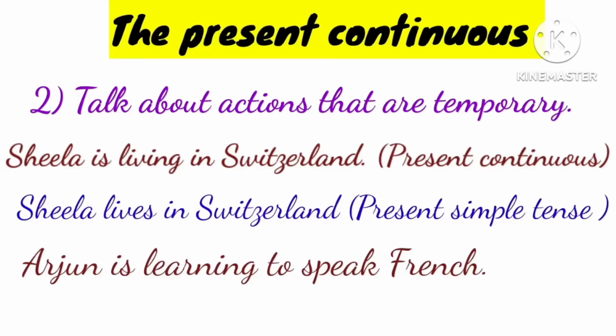In the same way, Arjun is learning to speak French. It means he may be learning for a couple of months, or he may be learning this language for 6 months, or maybe for a year. Am I right? It is not permanent that he is going to learn French his whole life, right? So, in this way, you are going to use present continuous tense to describe temporary situations.